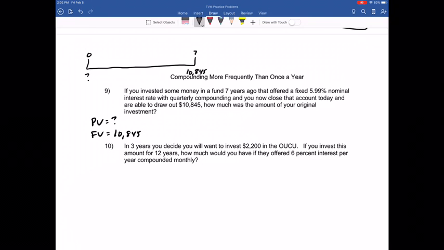However, this is quarterly compounding, so it's compounding 4 times a year. So in between this first period, I'm going to end up having 3 different compounding periods with another one there at the end of that first year, for a total of 4 compounding periods per year.